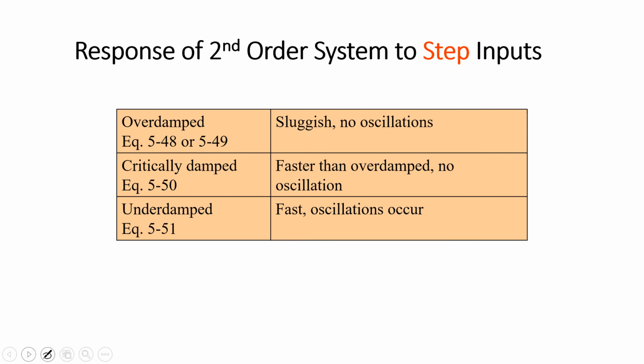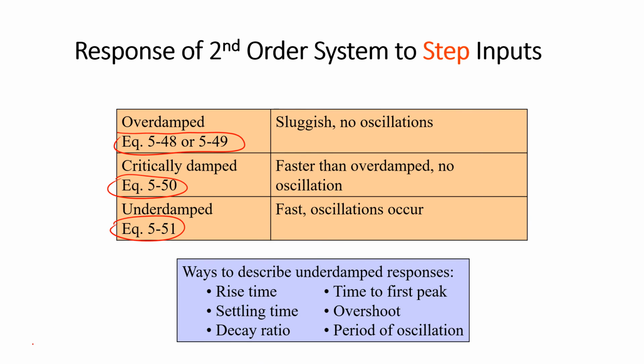Okay, so the response of a second order system to step inputs. Just a couple equations here. We have underdamped. In the book that you have, you'll just use these equations to describe them. These are the equations that characterize these different responses. And for underdamped only, where we have a little bit of overshoot and oscillation, we're going to have things like rise time, settling time, decay ratio, time to the first peak, overshoot, and period of oscillation. That helps us model the second order response and determine the constants.